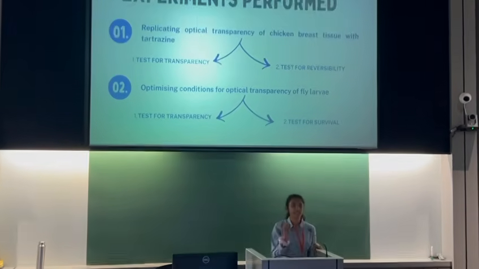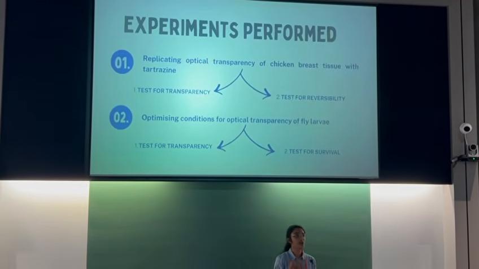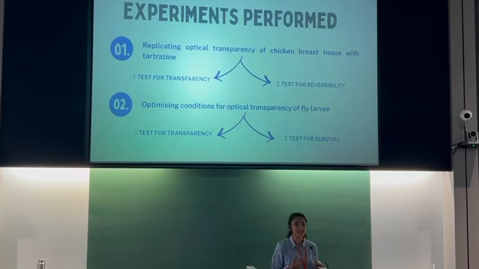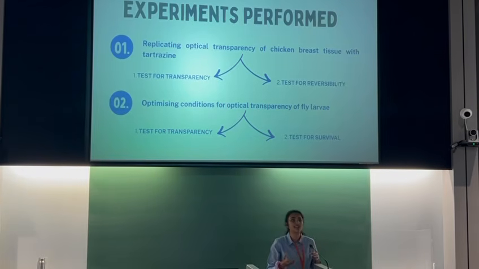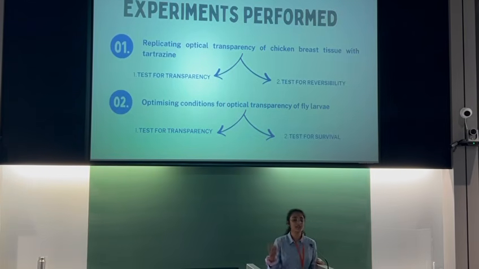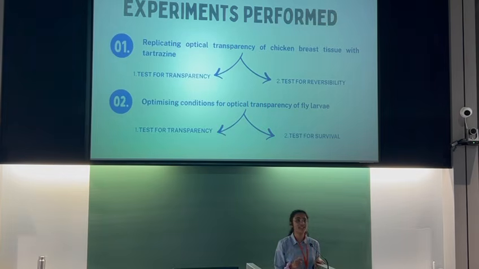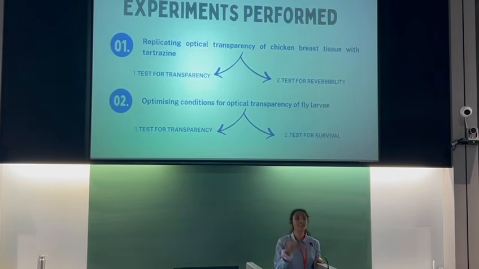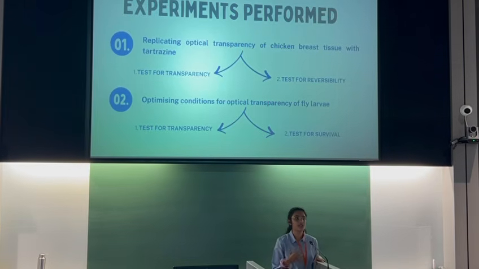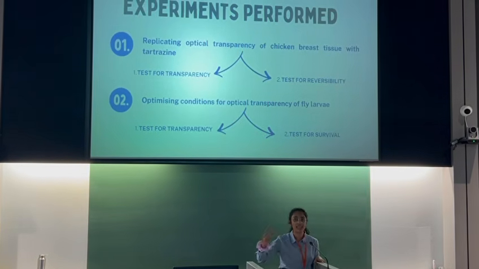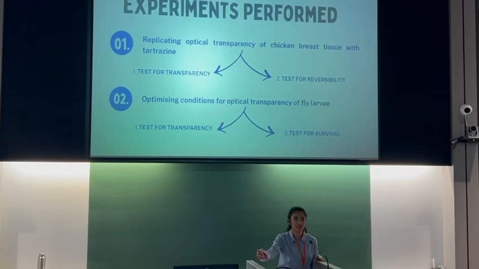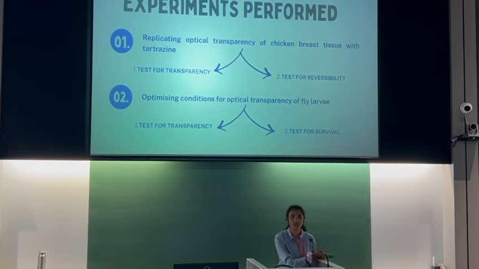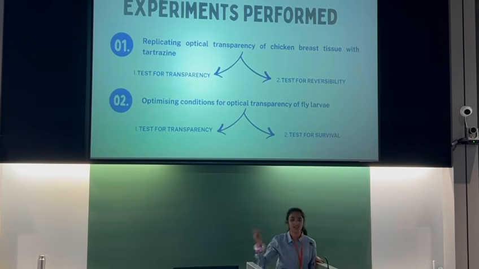So we performed 2 sets of experiments. The first was a positive test to see for ourselves whether O et al. study works or doesn't. So we experimented on chicken breast tissue and we tested for both transparency and its relation to concentration and the reversibility of the effect. Because you want to make sure that your organism is able to survive and function normally and optimally even after imaging. And the paper had shown that this effect is reversible in chicken breast tissue, but we wanted to test for that as well.